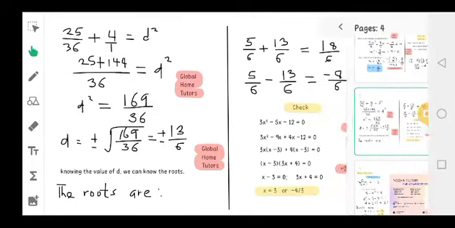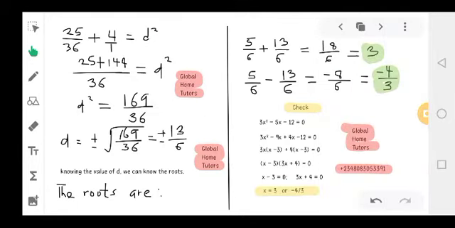So let's look at this. This is what I got for d, 13 over 6. So that's going to be 5 over 6 plus 13 over 6. That's 18 over 6. That's 3. Then 5 over 6 minus 13 over 6. You can see I added it here, I got this. I subtracted it here, and I got minus 8 over 6. That's minus 4 over 3.